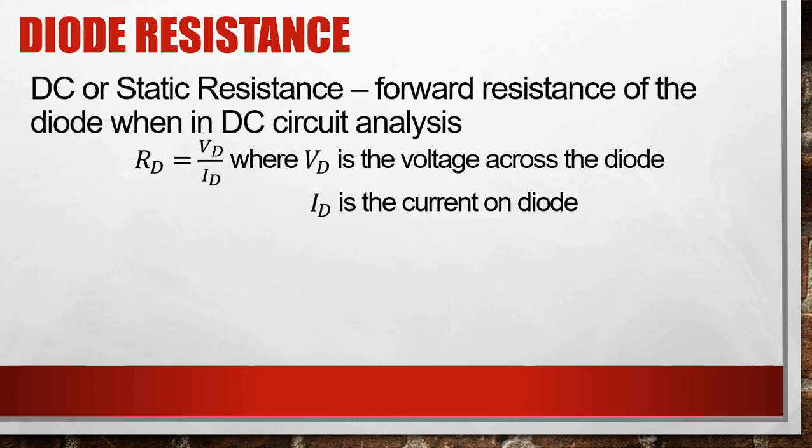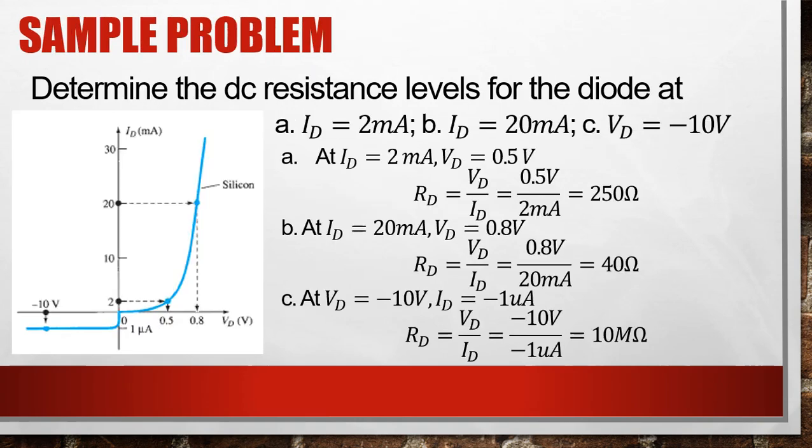And, for example, determine the DC resistance level for the diode at diode current is equal to 2 milliampere, diode current is equal to 20 milliampere, and diode voltage is equal to negative 10 volts. Okay, simulan natin sa pinakauna. At diode current is equal to 2 milliampere. Check natin dito. So, ito ang 2 milliampere.